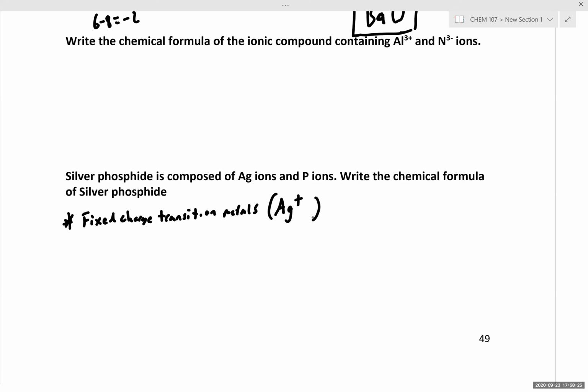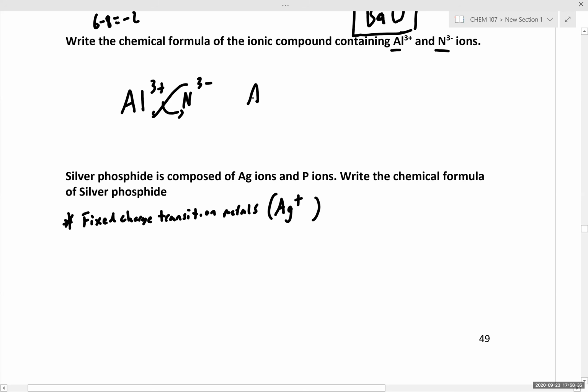Okay, so let's discuss this example. So in the first case, we're looking at aluminum nitride. So we write out each of our charges. We cross our charges. That gives us our preliminary formula. And then we write the simplest ratio of atoms, which in this case would be just AlN for aluminum nitride.